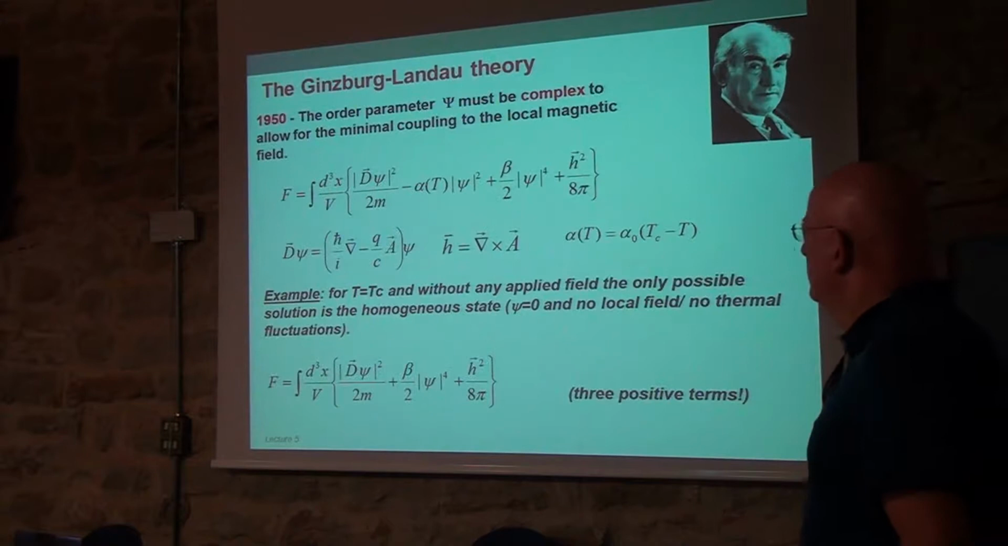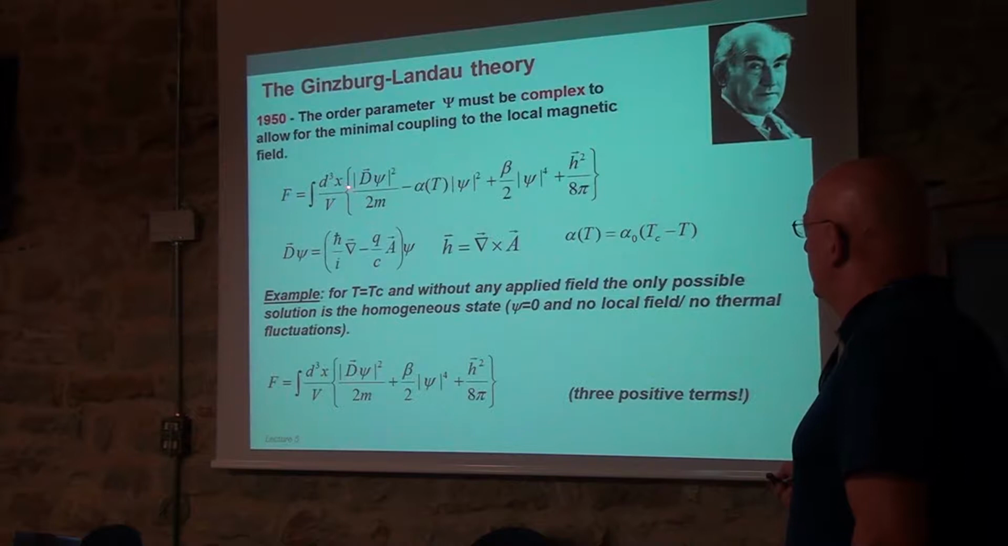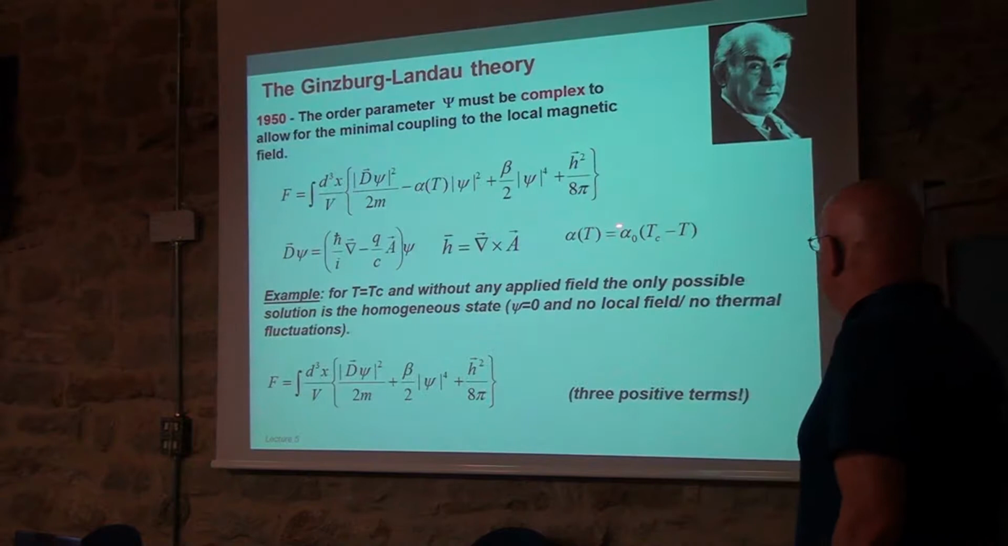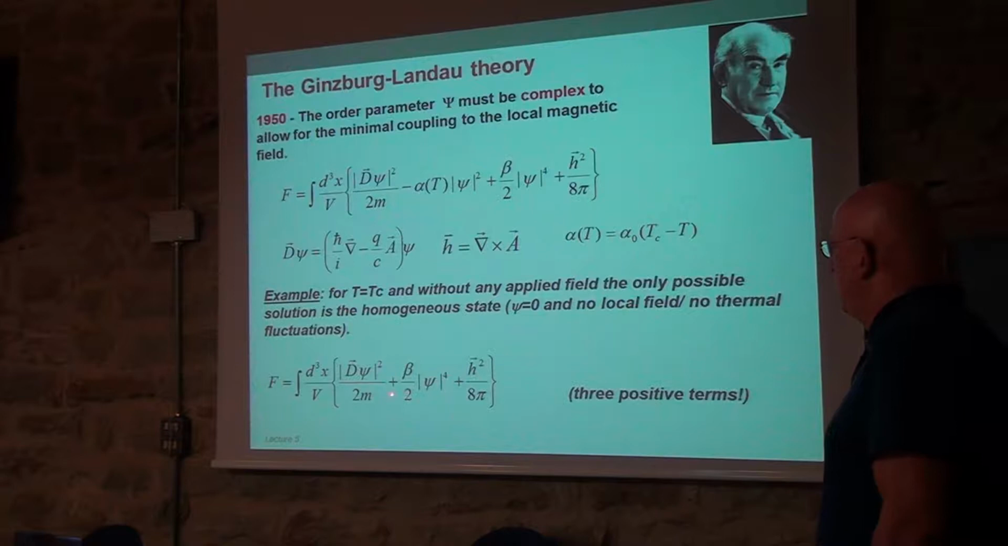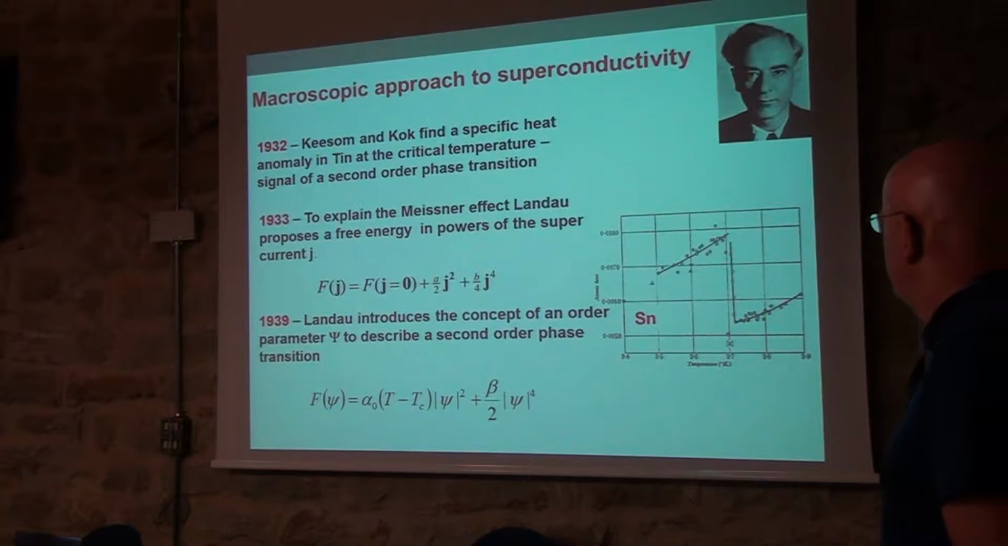So in 1950, Ginzburg and Landau proposed this theory, which is good at least to set the notation in terms of an order parameter, a covariant derivative, the condensate energy, and the local magnetic field, as we all know. In case of no thermal fluctuations, for instance if T is equal to Tc, this is the only negative term, and I remain with three positive terms, and the only possible solution is order parameter equal to zero and no local magnetic field. Okay, this is clear.